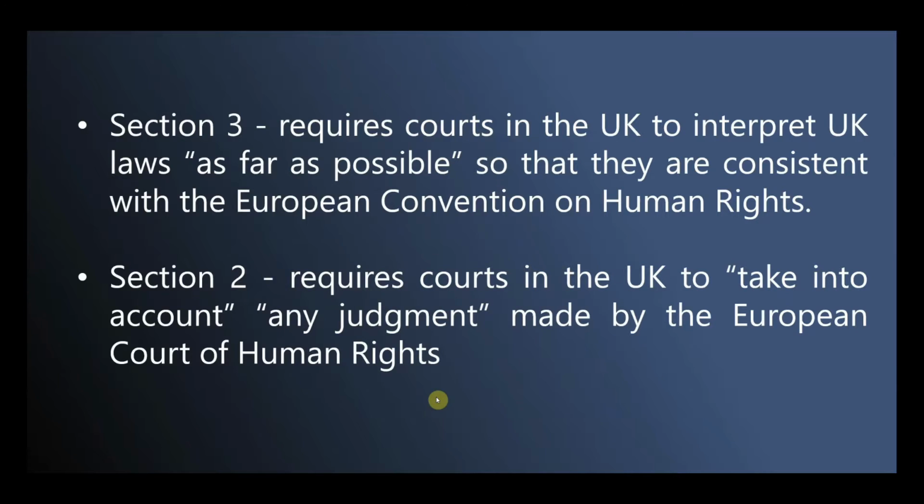Now, the first section we're going to look at is Section 3, and under Section 3, this requires courts in the UK to interpret UK legislation as far as possible so that it's consistent with the European Convention on Human Rights. When the UK courts do this, Section 2 of the Act requires the courts in the UK to take into account any judgment made by the European Court of Human Rights.